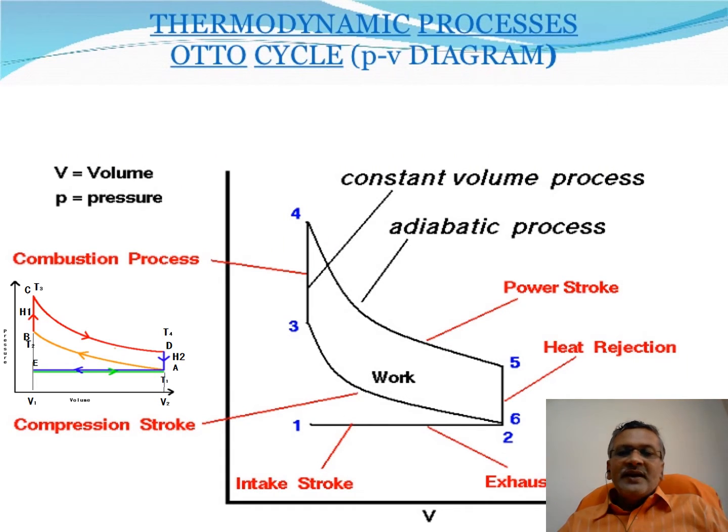So this is the PV indicator diagram. So in the intake stroke, both the valves are closed. It moves from 1 to 2 in the graph.